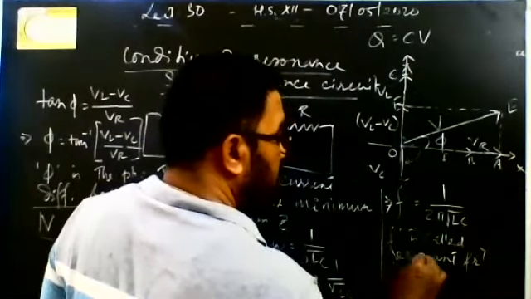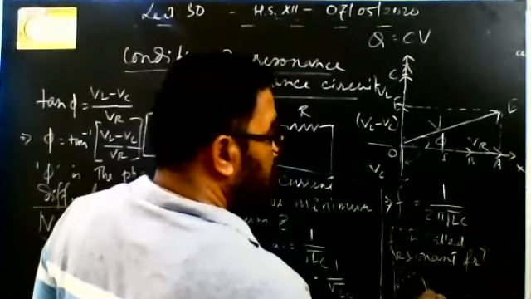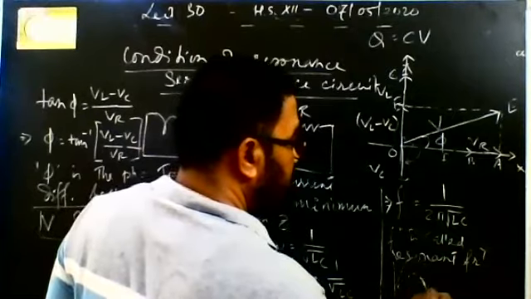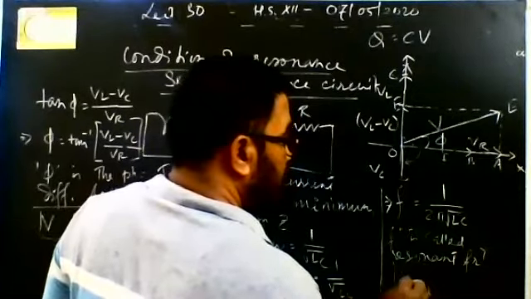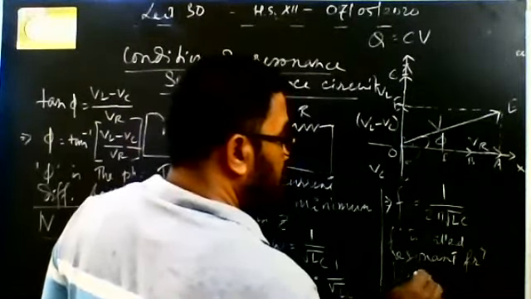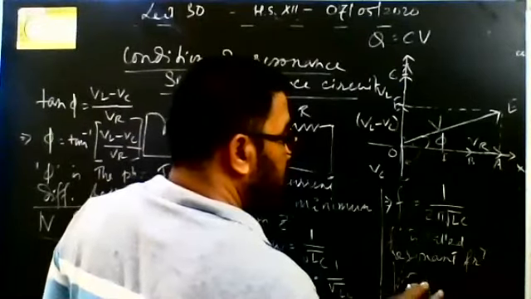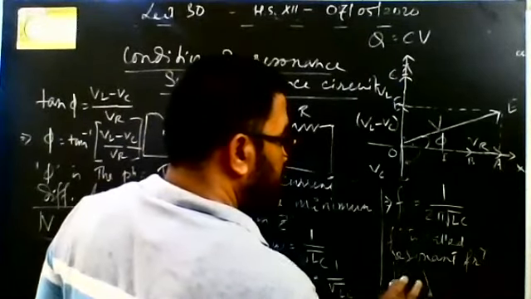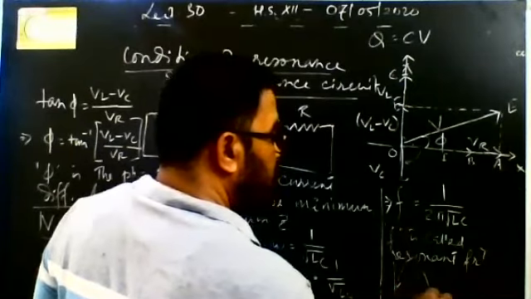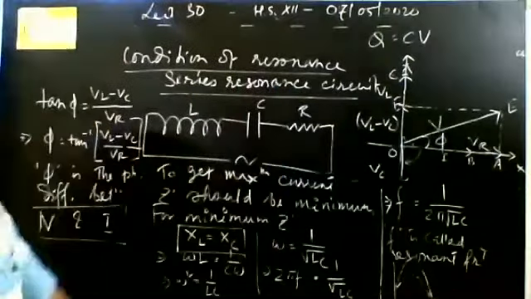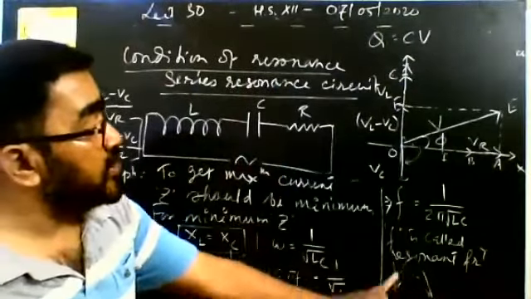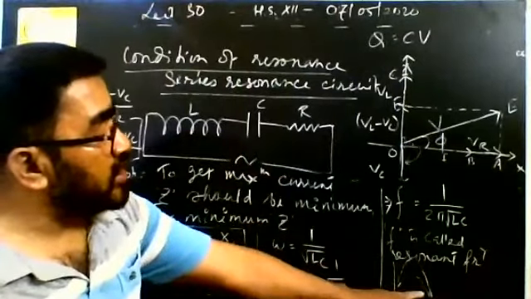The applied current, and when the maximum current is obtained, we will get this type of graphical representation. In the resonant condition, the current becomes maximum. This is the applied current, and the current becomes maximum in the resonance circuit.